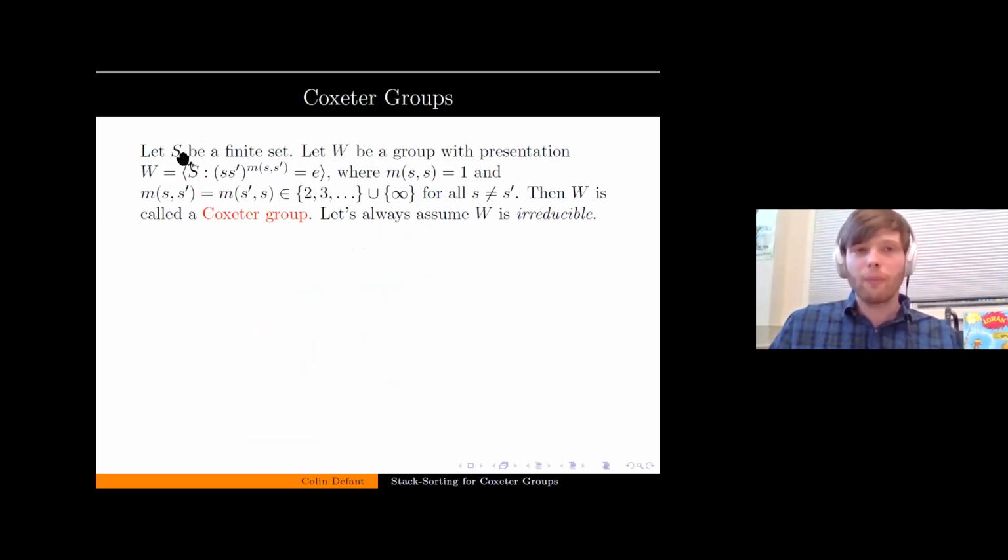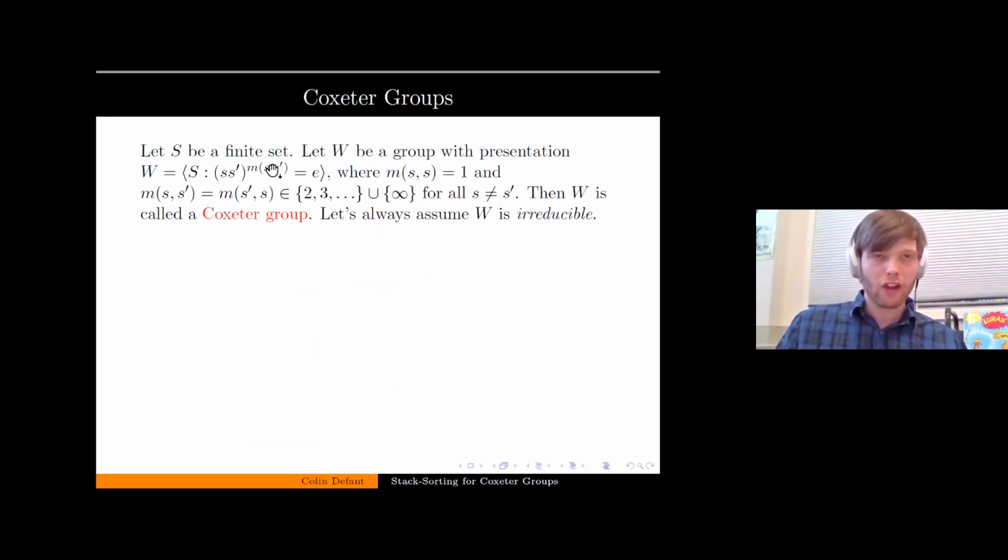So I'm going to let S be a finite set. This is the set of what are called the simple generators of the Coxeter group. W is going to be the Coxeter group. It has this presentation here saying that it's generated by the simple generators. And if you take two simple generators, S and S prime, and you multiply them together and raise them to some exponent, you get the identity element of the group, which I'm denoting by E.